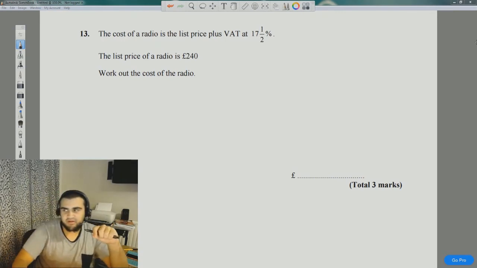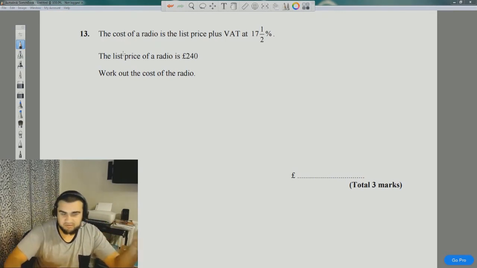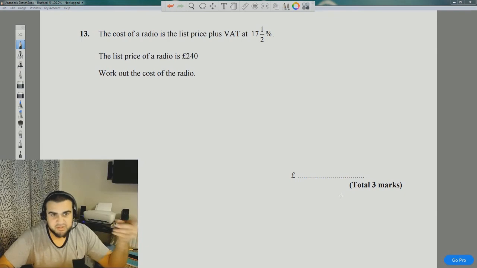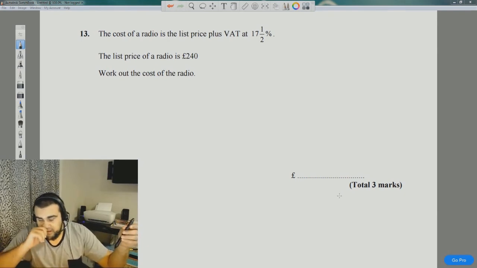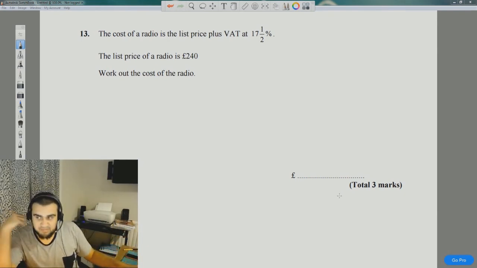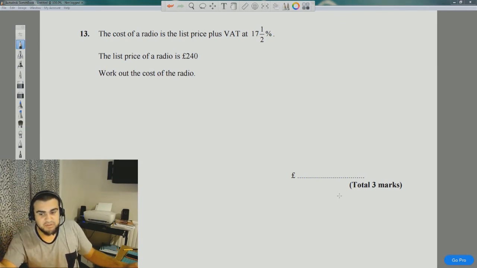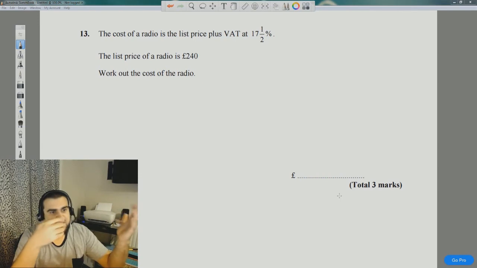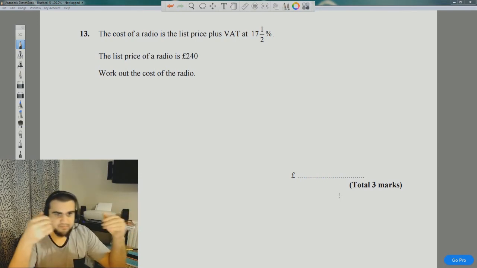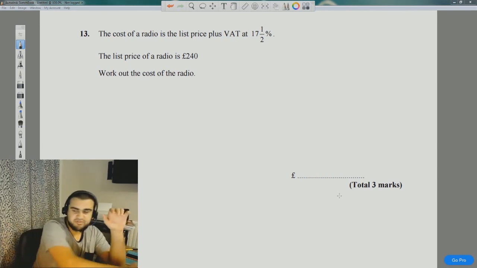So let's start by reading the question. This is 3 marks. A huge question on the maths paper. I believe that's 3% of your exam. And most students again will think, oh, this is a calculator question. Let me grab my calculator and do this. But no, let's read the question.